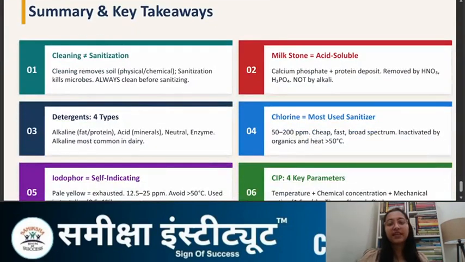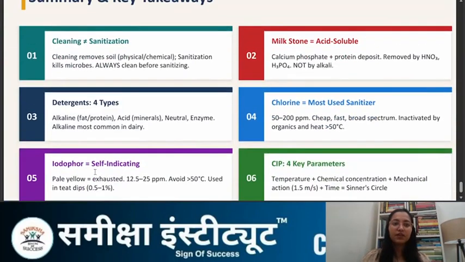Okay, so summarizing everything we studied today. Firstly, we studied about cleaning and sanitization. Cleaning means removal of soil and sanitization means reducing the microbial load. Cleaning should precede sanitization. First we will go for cleaning, we will remove the extraneous material, then we will go for sanitization or reduction of the microbial load of the equipments. Okay, then next we studied about the milk stones, which are acid soluble. We studied that milk stones are made up of calcium phosphate, calcium carbonates, and also denatured protein and denatured fat.